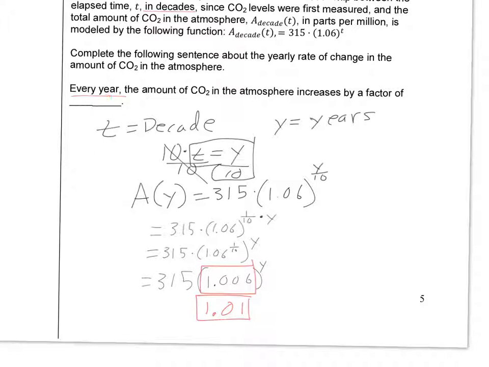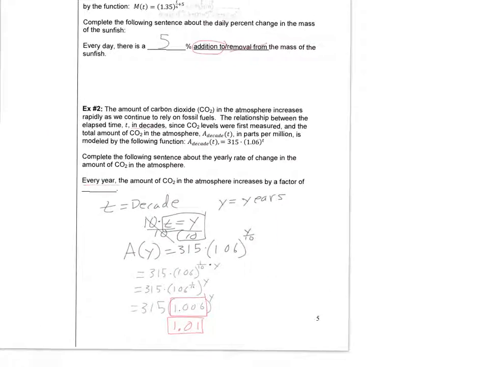It's a little bit small for me, so I'm just boxing it right here. So that's all there is to this problem. It's, again, just taking our function and manipulating it so that it's able to give us information about what exactly we're asking about. See, this one's asking about every year, but the function itself was modeled in decades.